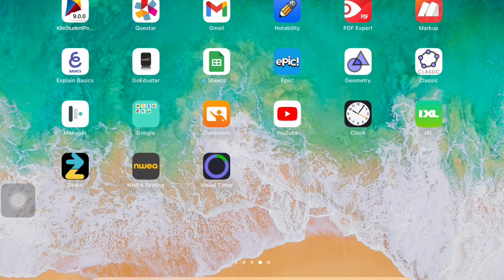Okay, so you need to go to your iPad home screen and find the app that says geometry with a triangle and a circle on it. Open that app. And the first thing we're going to do is make a trapezoid. A trapezoid is a quadrilateral, so it has 4 sides, and it has 1 pair of parallel lines.